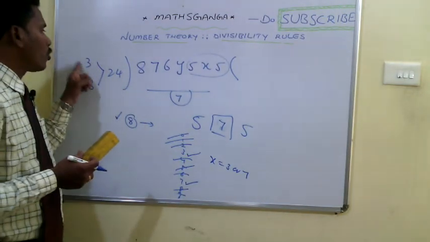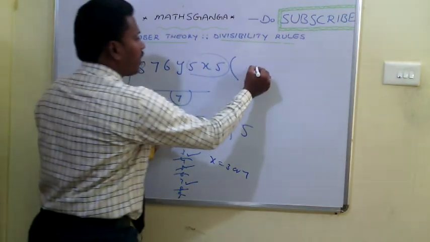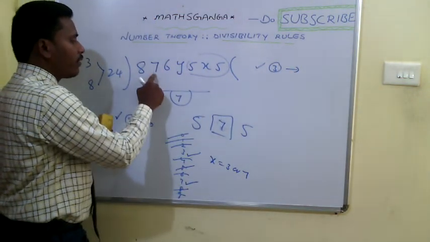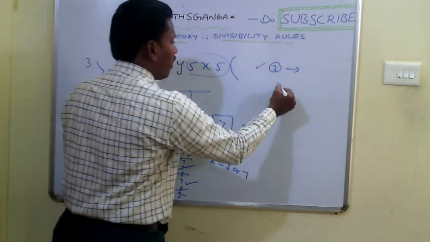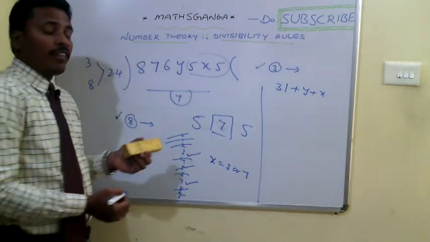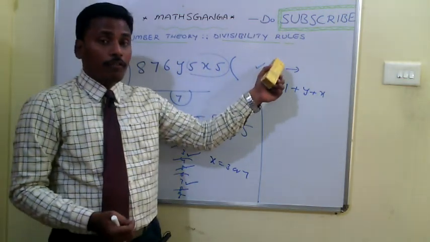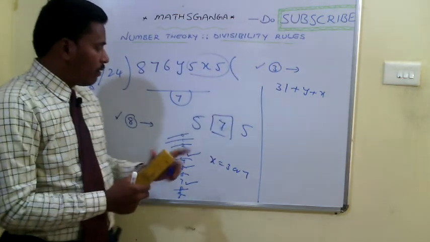Now, in the other case, to check the divisibility rule of 3, we need to observe the sum of the digits. Add everything: 8 plus 7 is 15, 15 plus 6 is 21, and plus 10, 31. 31 plus 5 plus x. We are checking the divisibility rule of 3, so the sum of digits must be a multiple of 3. So we need to fix the values of x.